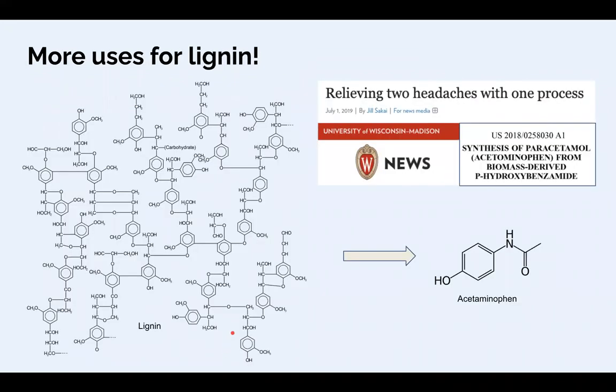This one was from not too long ago, a study from UW-Madison that was taking lignin from wood, which again is pretty abundant, and using that in a chemical process to make acetaminophen, which is a painkiller. So like the headline here, relieving 2 headaches with 1 process. So this is another version of the lignin molecule, but basically these phenolic rings under the right chemical conditions can be modified into something like this. Don't know what happened of this study. Maybe that's the new source of acetaminophen.